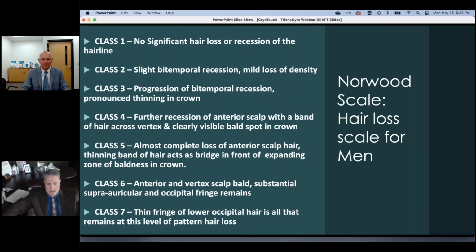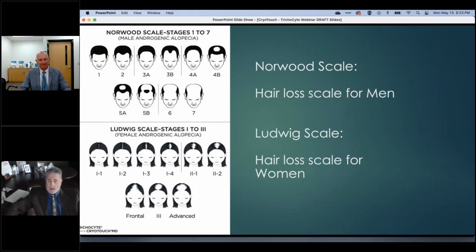And then we can go ahead. I think we can go to the Ludwig scale here, actually. My mistake. No.